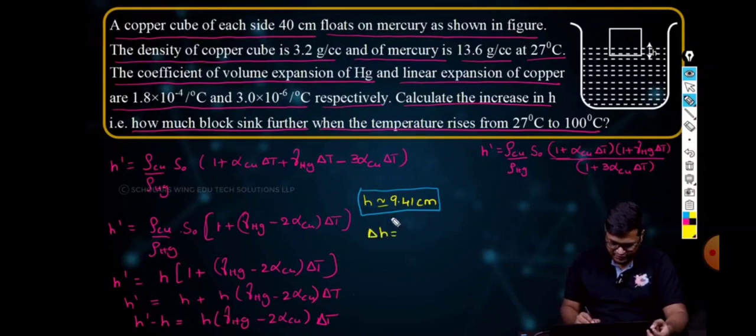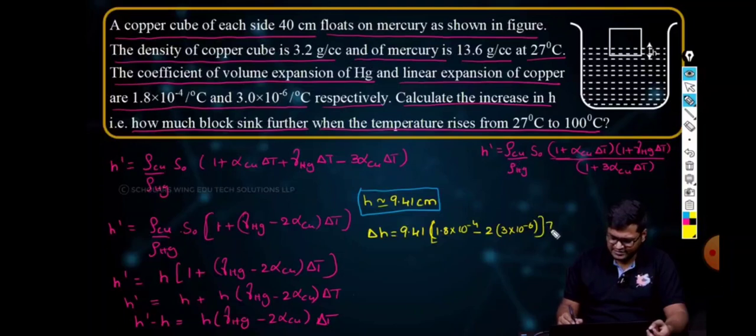So delta H is equal to H value, which is 9.41, into this gamma value for mercury, how much is it? It is 1.8 into 10 power minus 4, minus 2 times this alpha for copper, which is given as 3 into 10 power minus 6, into delta T, the change in temperature, that is 100 minus 27, that is 73. Okay, 73.